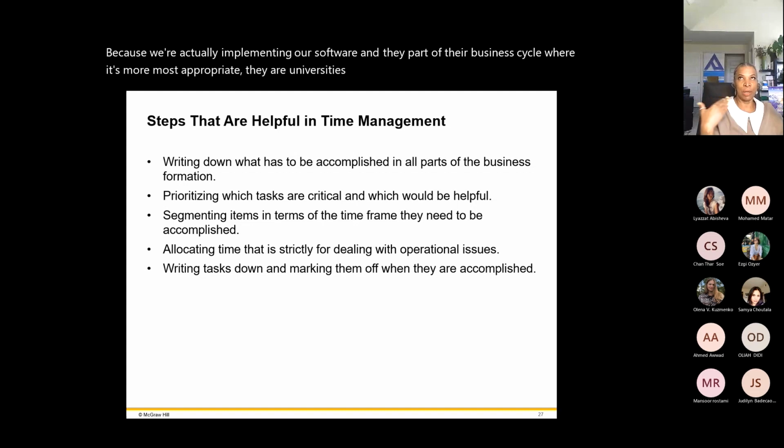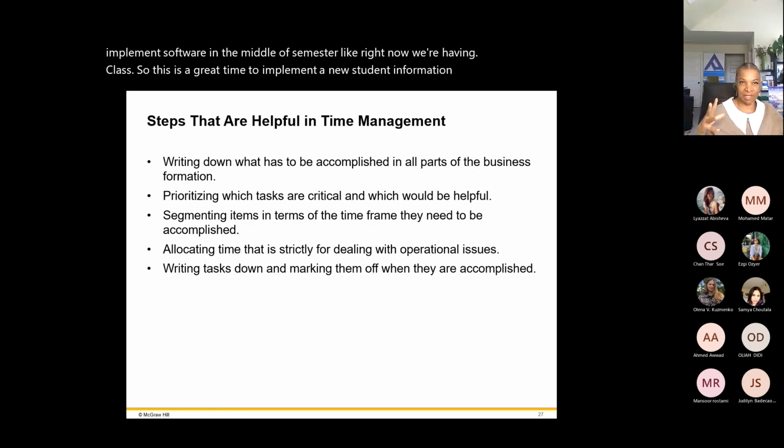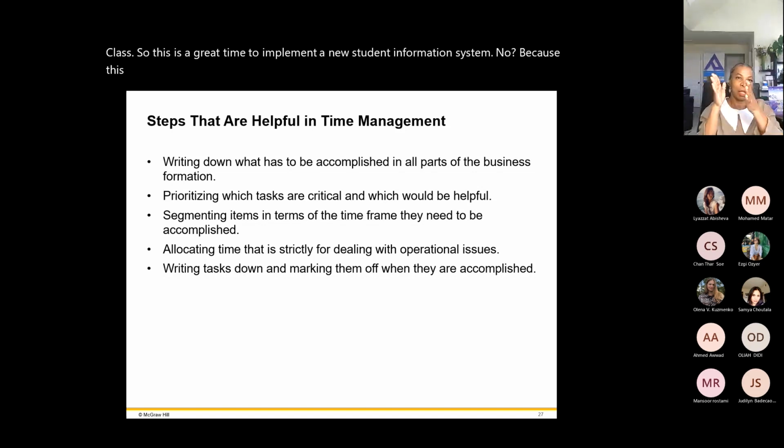So you don't want to implement software in the middle of the semester. Like right now, we're having class. So is this a great time to implement a new student information system? No, because it's disruptive. The universities are operating in strict time guidelines. So must we. Timing is everything, and time management is everything.